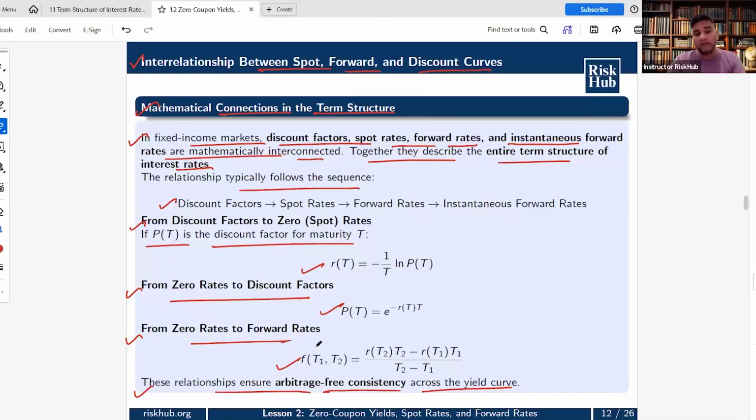From zero rate to forward rate, f(t1, t2) equals [R(t2) times t2 minus R(t1) times t1] divided by (t2 minus t1), right? The product R times t is the total interest accumulated to date t. Subtracting the smaller total from the larger leaves the interest earned between the two dates. Dividing by the length of that gap gives the rate per year of the gap. One understanding which we need to build here is that the formula holds under continuous compounding only.